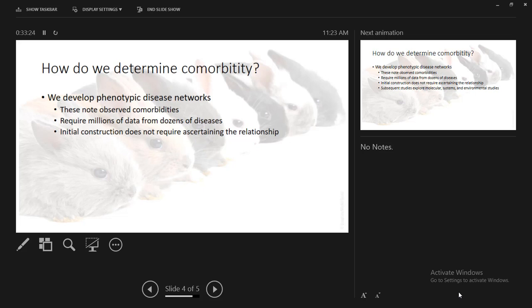The initial construction does not require understanding the relationship. Again, that's a very important point to make about these phenotypic disease networks. To construct these, you don't need to know how they're related. You just need to know that they are related.